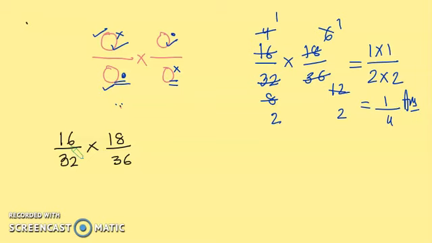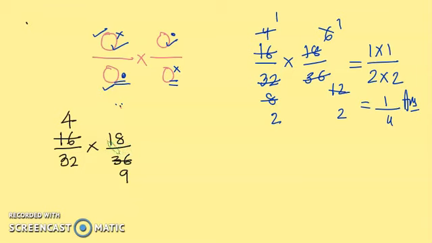Now here I am going to show, I will cancel in a different way and still you will get the same answer. Earlier I cancelled 16 and 32, 18 and 36, so vertically. Now I am going to cancel out the digits diagonally. So 16 and 36, if you cancel out, you can cancel it out by 4. 16 divided by 4 gives you 4. 36 divided by 4 gives you 9. Then again you cancel these two numbers, 18 and 32. So you can cancel it by 2.